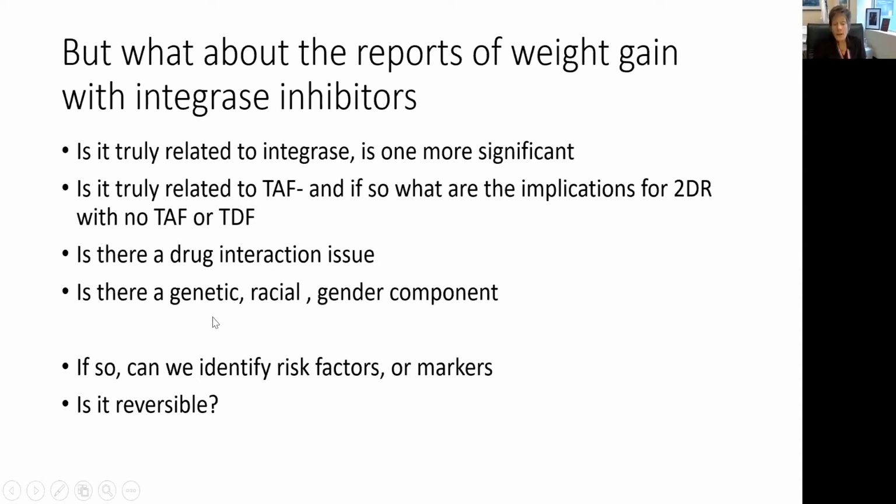And then lastly, is there a genetic, racial, or gender component? And if there is, can we identify the risk factors? Can we identify who's going to get this? And then obviously an important clinical question is whether it's reversible or not.